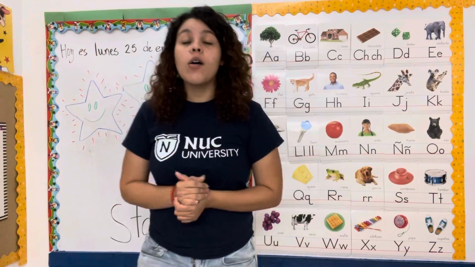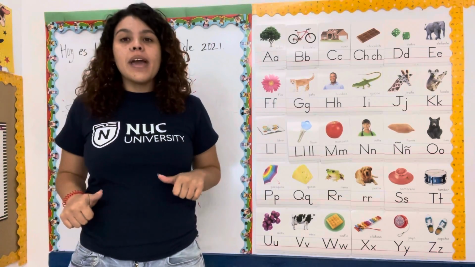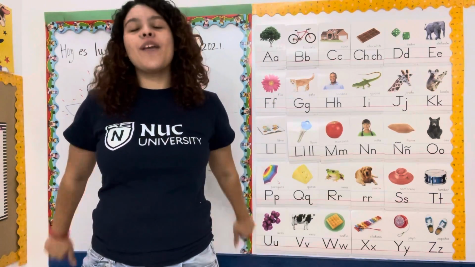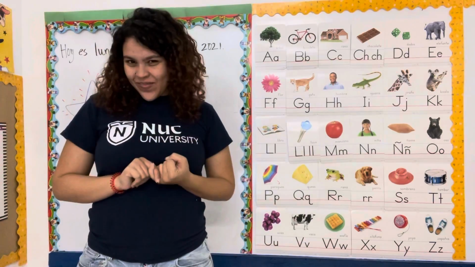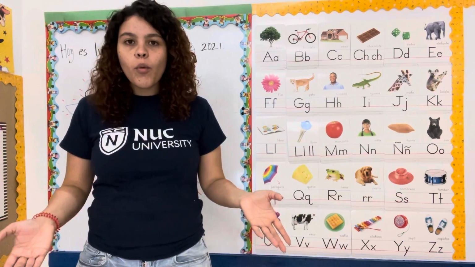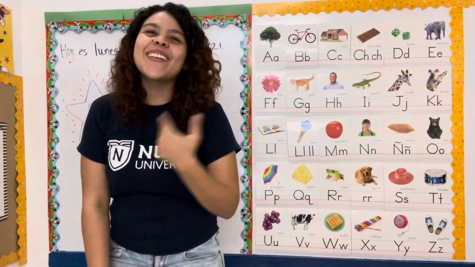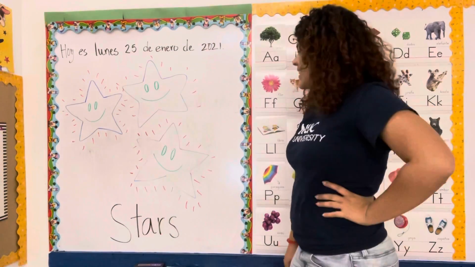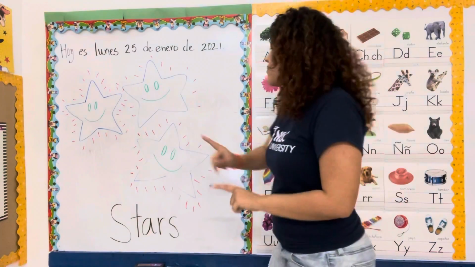Well, today in our English class, I want you to count with me how many stars I have in my back. Quiero que cuente conmigo cuántas estrellas yo tengo atrás de mí, detrás de mí. Yes, vamos a contar. Wait, what? Que no puedes contar. ¿Por qué? Why? Oh, porque yo estoy en el medio. Okay, let me move. Right. Yes, let's count how many stars we have on the board.